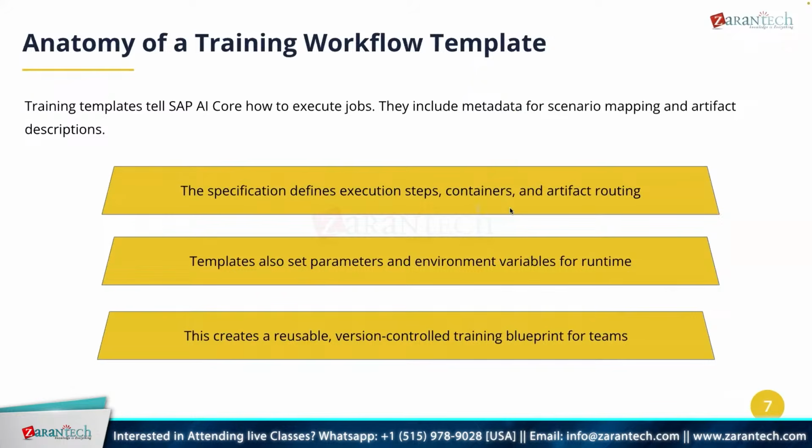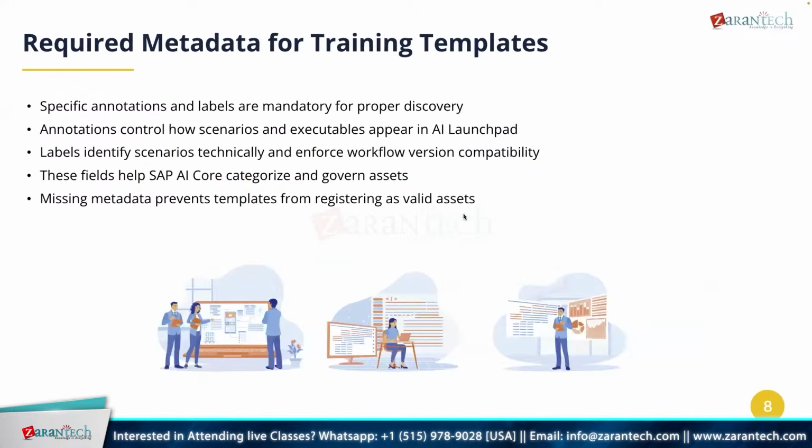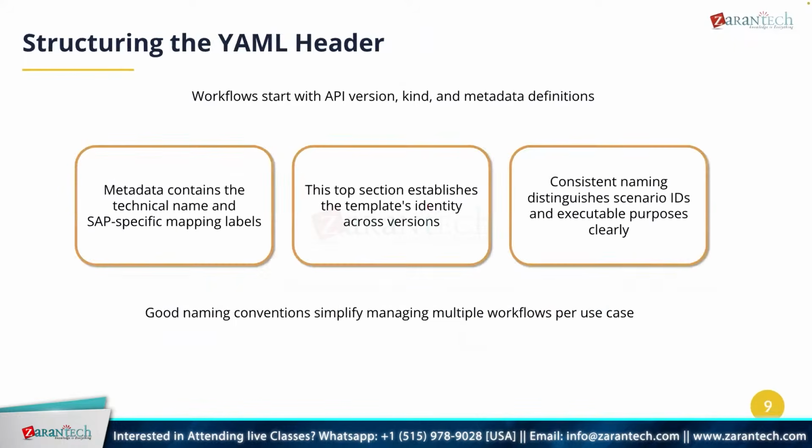And then training templates tell SAP AI Core basically how it can execute jobs, because they include all the metadata for scenario mapping and artifact descriptions. They might define specific execution steps. Sometimes the templates also have parameters, and reusability will be there, which I have explained to you. So these things will count when you go for the anatomy of the training workflow template. Okay. And then what is the required metadata? As you know, all the annotations, AI Core workflows and their IDs, specific metadata templates, all these things are required for your training templates.